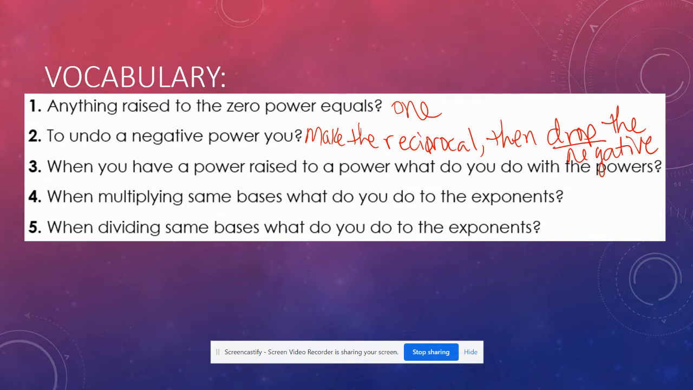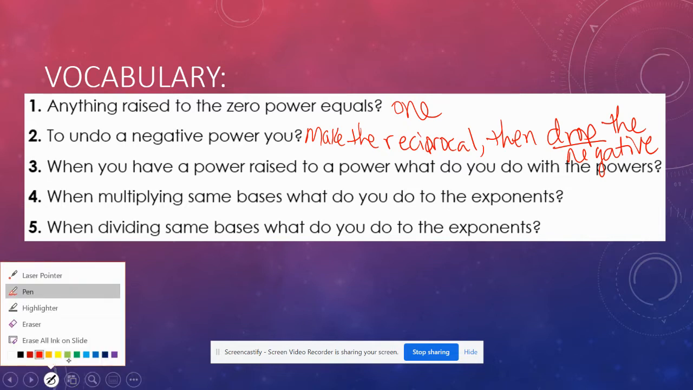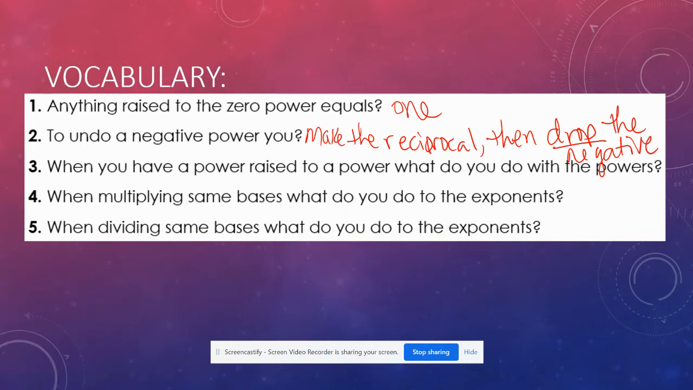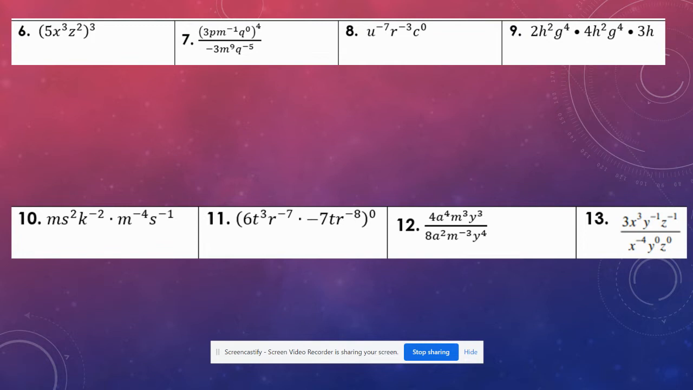When you have a power raised to a power or an exponent of an exponent, what do we do with the powers? We multiply them. When we're multiplying same bases, we add the exponents. And when we are dividing same bases, we subtract exponents. So that is our vocabulary section. Now for some practice.